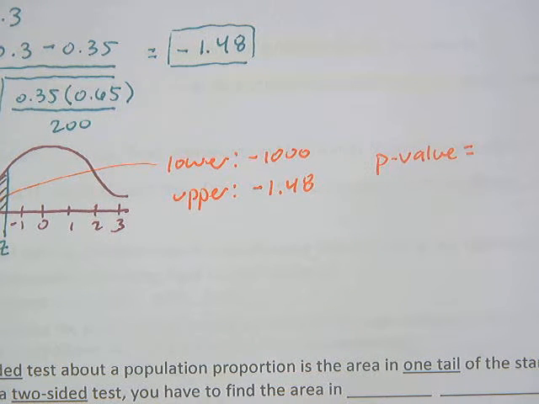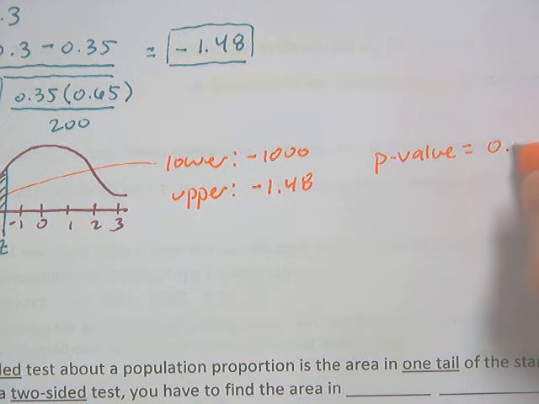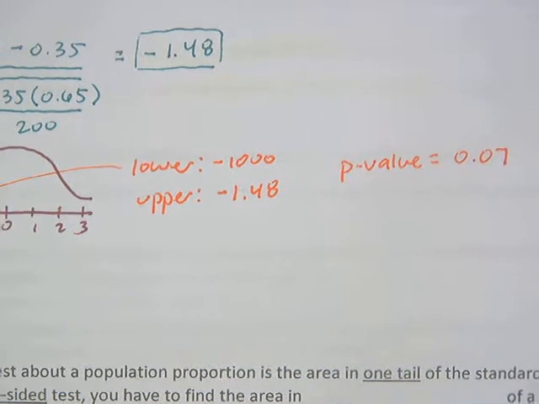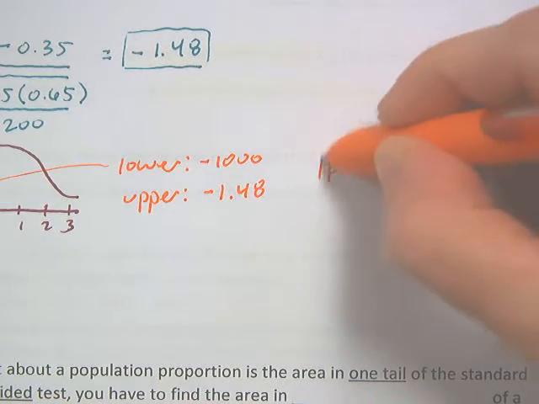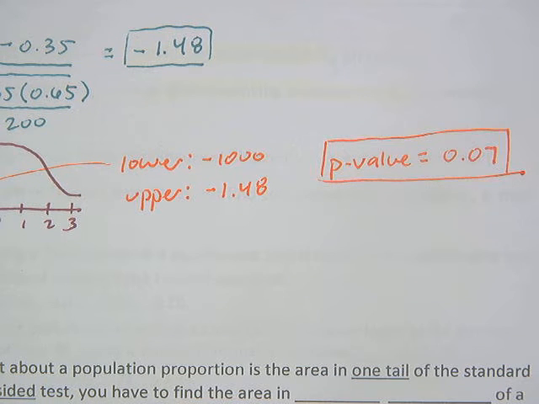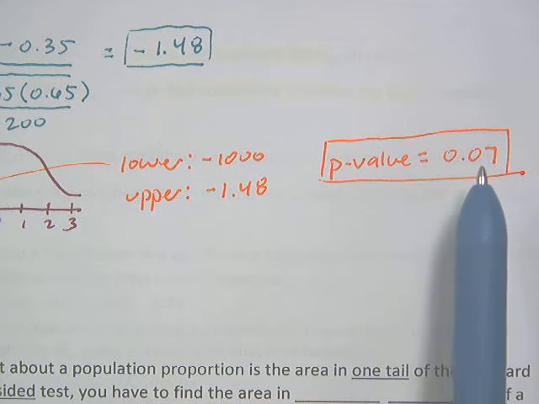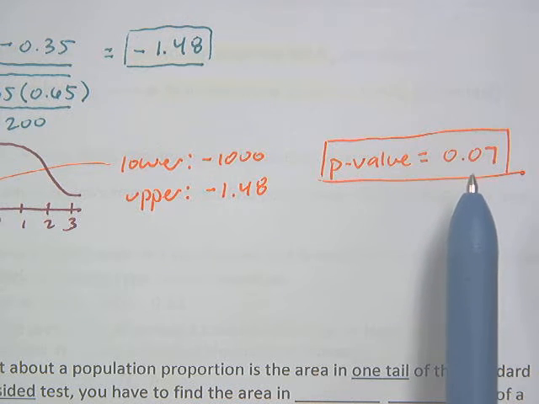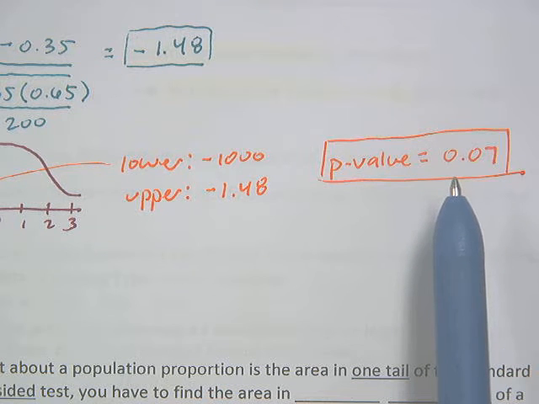You can put 0.07, 0.069, that's the p-value. Your conclusion is based on that. Does anybody have any questions so far?